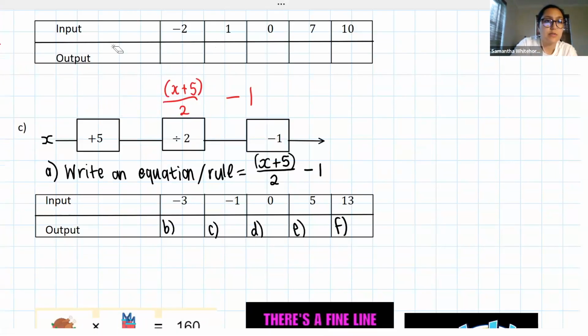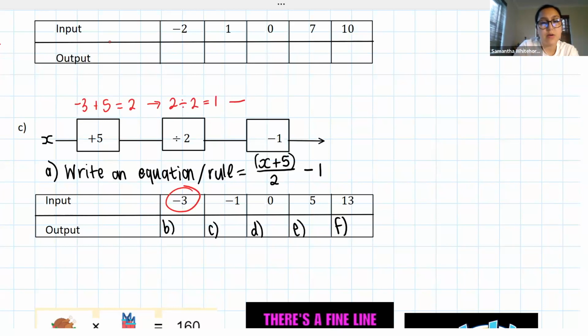So let me just take this red off up here at the top. We've got an input value of -3. So -3 plus 5 is 2. Then we've got 2 divided by 2, which is 1. And then we're subtracting 1. And 1 minus 1 is 0. Right, if we do the same thing with -1. -1 plus 5 is 4. 4 divided by 2 is 2. 2 minus 1 is 1.